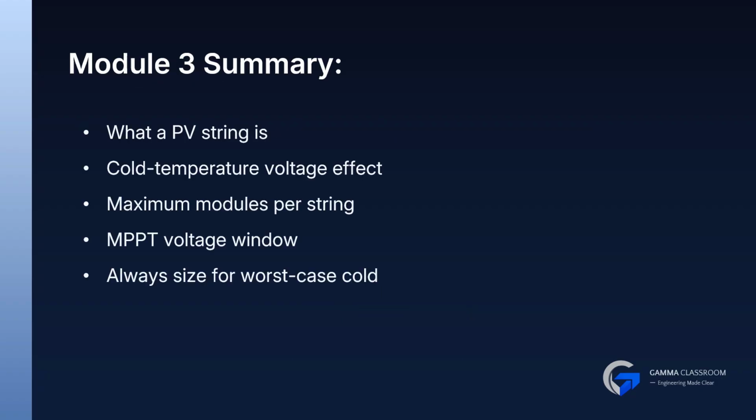In Module 3, we learned how PV strings behave and why temperature plays such a critical role in string sizing. Cold weather increases module voltage, so we always calculate the worst case open circuit voltage at the lowest site temperature. That value determines the maximum number of modules we can safely place in a string without exceeding the inverter's DC limit. We also check the MPPT voltage window to make sure the string operates correctly throughout the year.